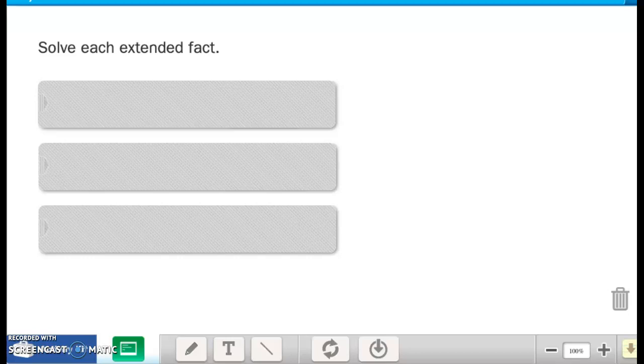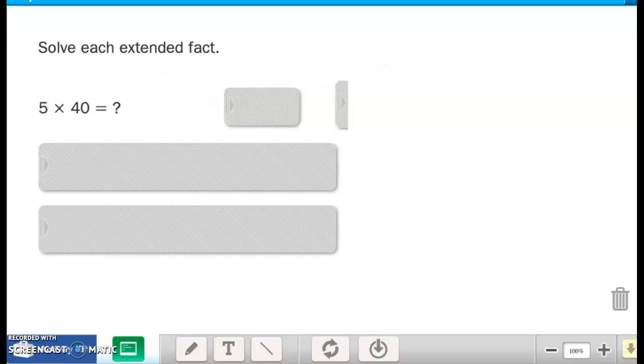Today we're going to be talking about extended facts. What does extended facts mean and how do we solve them? Well, let me show you what an extended fact is. I'm going to open this. There you go. This is an extended fact.